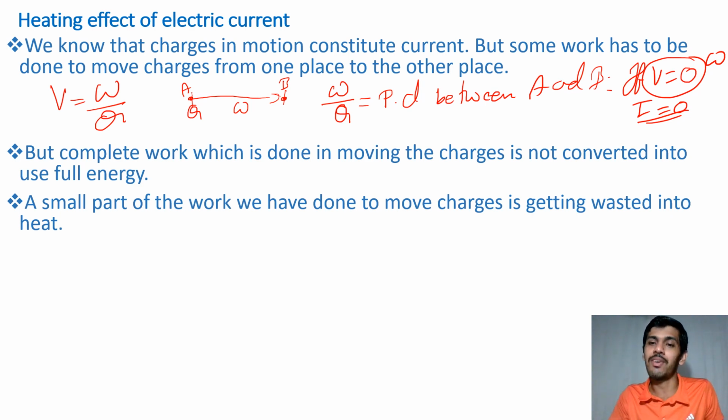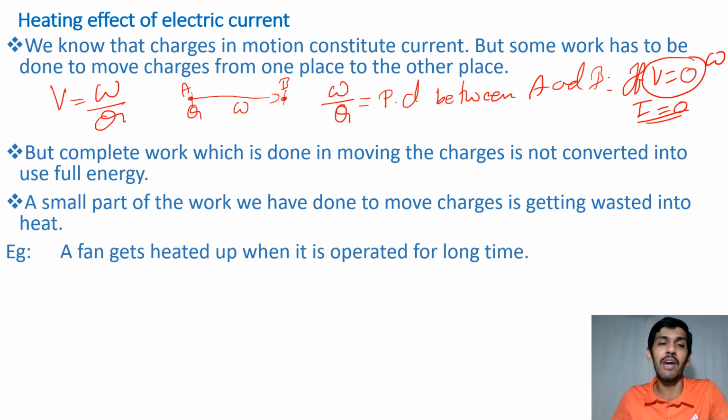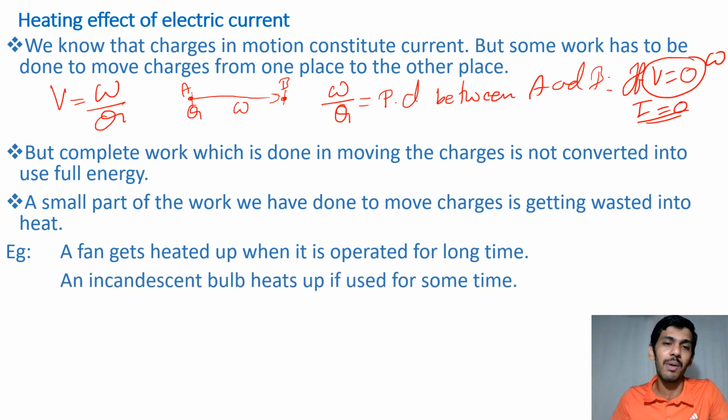That means whatever energy you have supplied, or whatever work you have done in moving the charges, is not completely utilized for useful work, but some part of the energy is wasted as heat energy. For example, a fan gets heated up when it is operated for a long time. You might have experienced it. Similarly, an incandescent bulb heats up if used for some time, it gets very hot. It also emits light, but along with emitting light it gets heated up also.